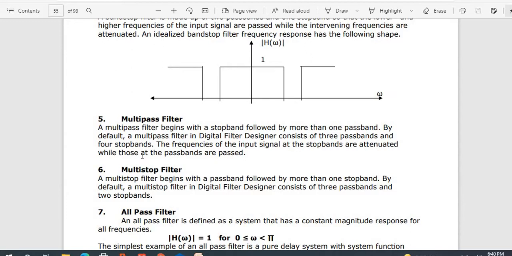A multi-pass filter in digital filter design consists of 3 pass bands and 4 stop bands. The frequencies of the input signal at the stop bands are attenuated, because obviously attenuation should be done at the stop band only, whereas the pass bands should allow their particular frequency components. If they are doing such a phenomenon, then we can consider them to be multi pass band filters.